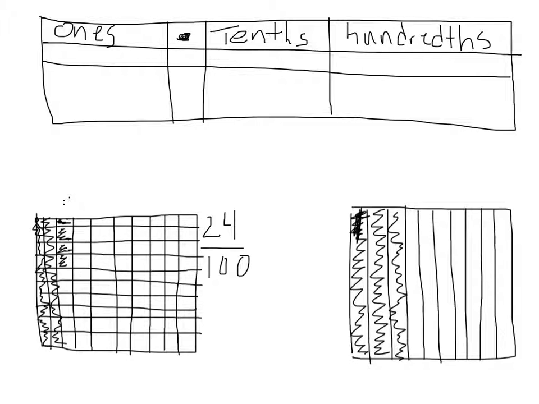And so if we look at that first fraction, we have 24 hundredths. We're going to have 0 ones. We don't have any wholes. We have a decimal point. I have 2 tenths and 4 hundredths. So we would read that as 24 hundredths, as a fraction or as a decimal.